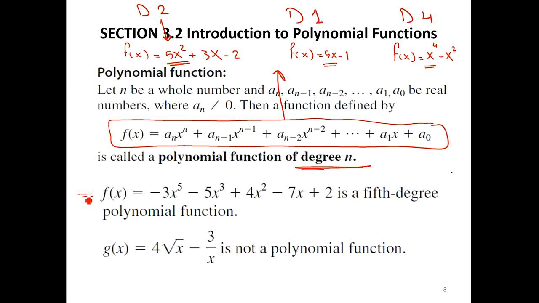So look at this example. Is this a polynomial? Yes, a polynomial. Why? Because we have x to the power 5, x to the power 3, x squared, x, all powers positive. So what's the degree of this polynomial? This is 5, because the highest exponent equals 5. So this is a polynomial function with degree 5.